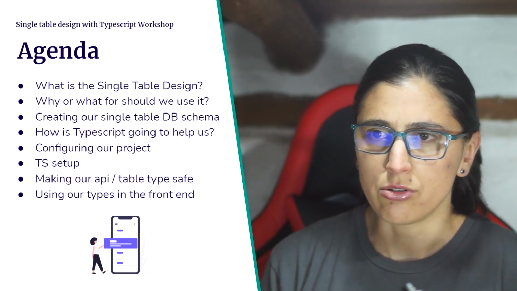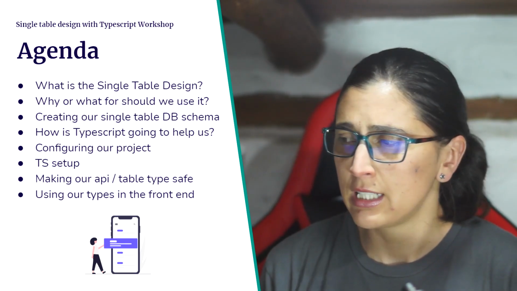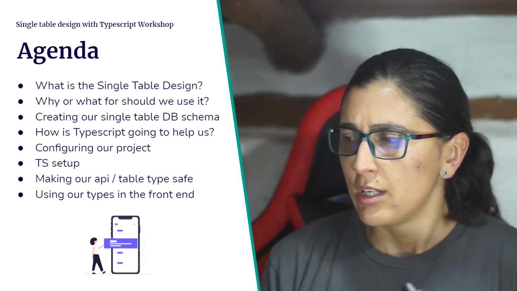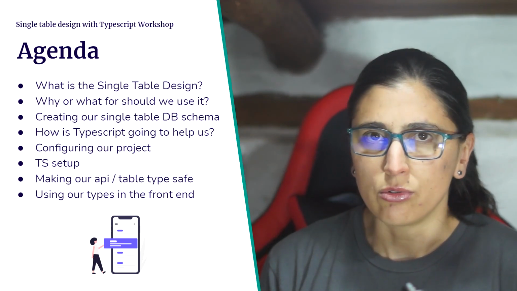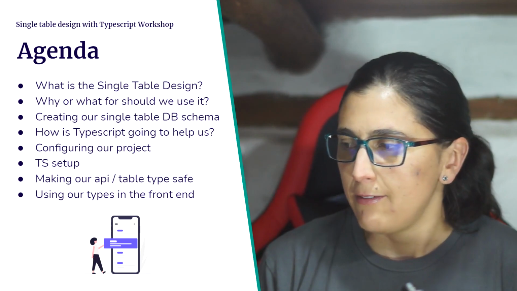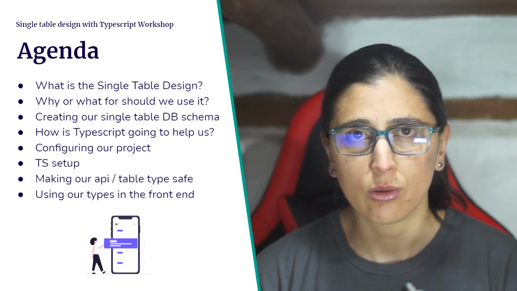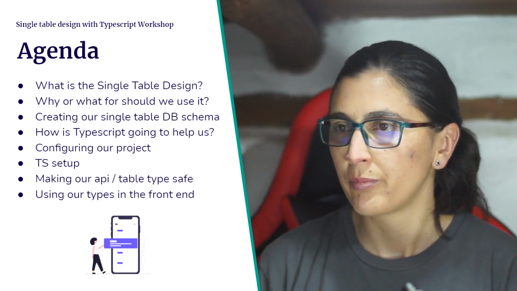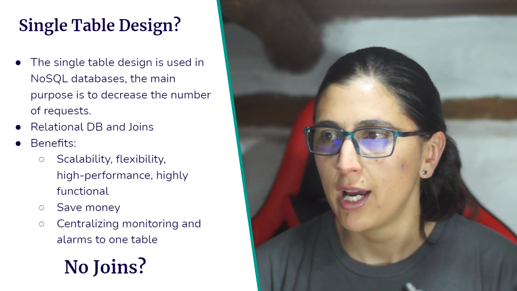After that, we're going to start coding a little bit. We're going to configure our project. We are going to make our setup. We're going to see how the API is made. We're going to make our table type safe, and we're going to use our types in the front end with some cool features from TypeScript. So the single table design, what is it?